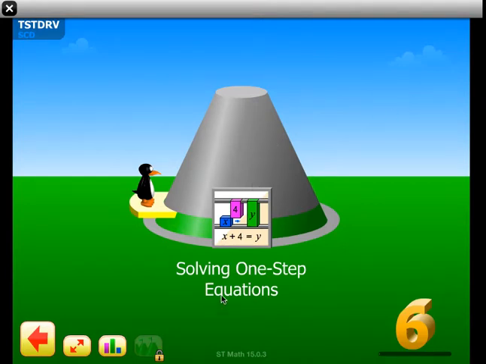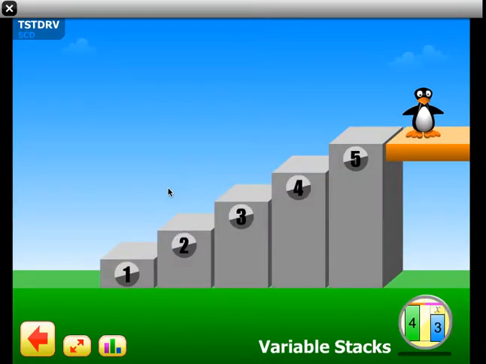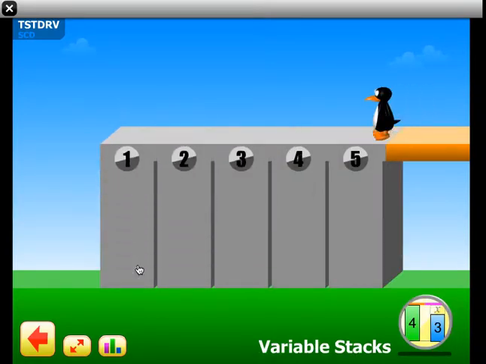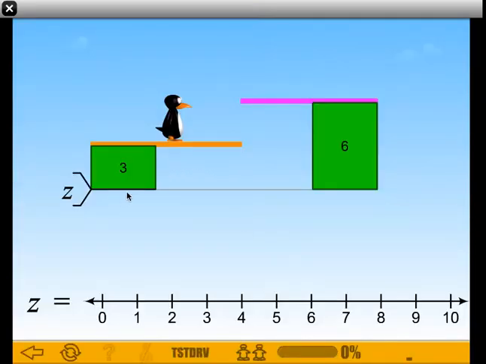Okay, we're in ST Math, solving one-step equations. We are going to go on to the second set of activities, variable stacks. You can have variable stacks here, and you have 3. You want a total of 6, so you want to know the difference between this distance and this distance.